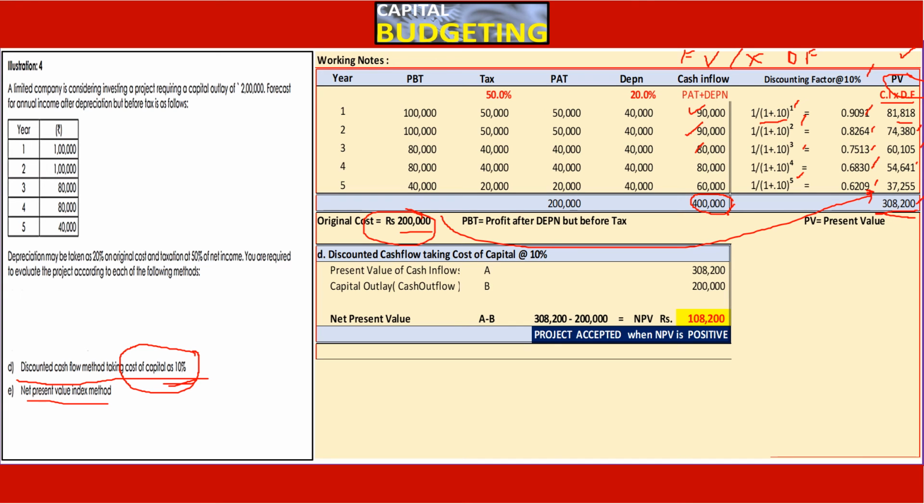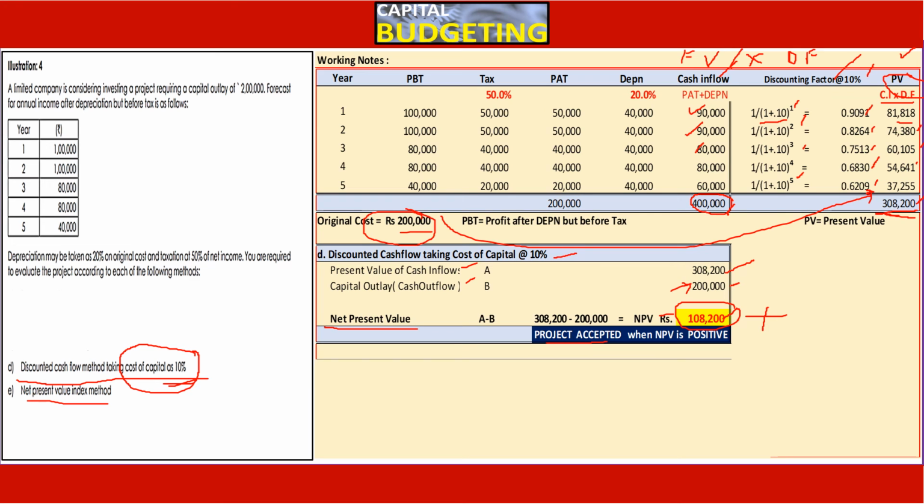Present value of cash, discounted cash flow taking cost of capital. What is the discounted cash flow? This is the cash flow. It is discounted, and PV is nothing but discounted cash flow. Its value is 3,08,200. How much did you invest? You are investing 2 lakhs. On an investment of 2 lakhs, you are getting a net present value. This is present value. Deduct outflow, it becomes net present value, A minus B. 1,08,200 you receive as surplus over your investment of 2 lakhs. A project is accepted when NPV is positive.